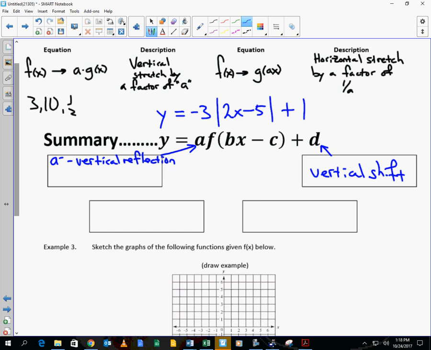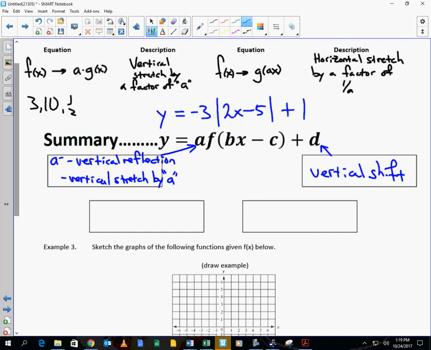So if a is negative, it's a vertical reflection. And then what will the 3 do? Will it make it stretch vertically or horizontally? Vertically, right? And a vertical stretch by a factor of a, okay? So we multiply the output by 3, 3 times whatever it would have been before, okay? Good. So we got 2 down.